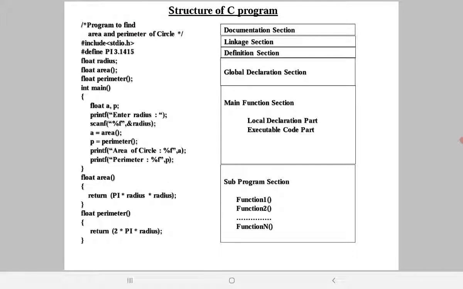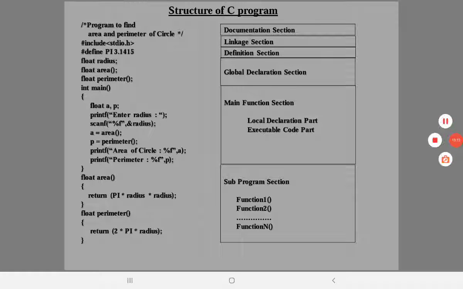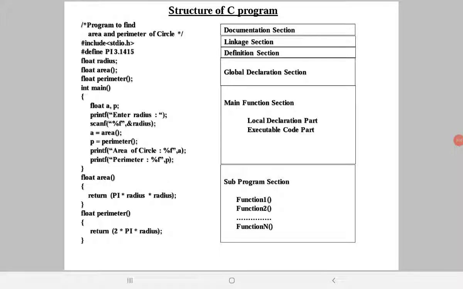What is the structure of a C program, or what are the different parts of a C program, that we discuss here. On the right side you see the basic structure of a C program. First is the documentation section, or remarks or comment section. After that, the linkage section. Next, the definition section and global declaration section. Next is the main function section, with the local variable declaration part and executable coding part. And next is the subprogram section, or function section. So this is the basic structure of a C program.